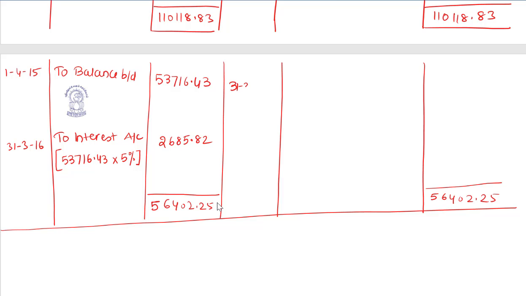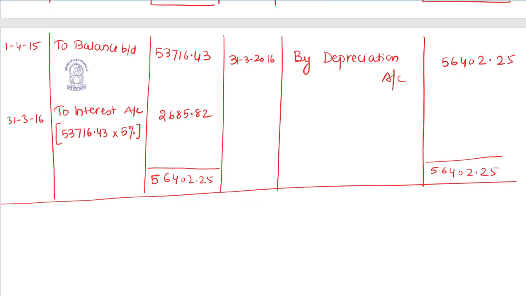So 31st of March 2016, by depreciation account, which is given 56402.25. So the asset is fully depreciated. The lease is fully depreciated.